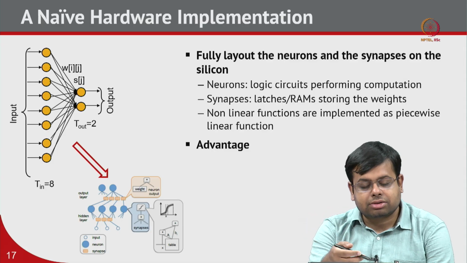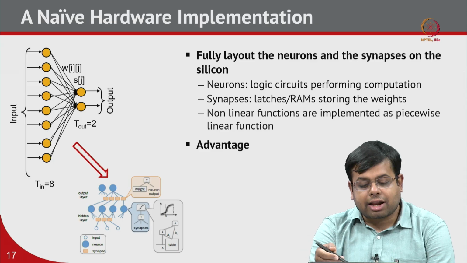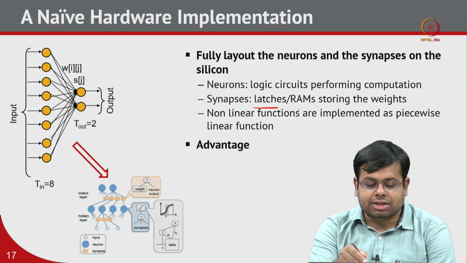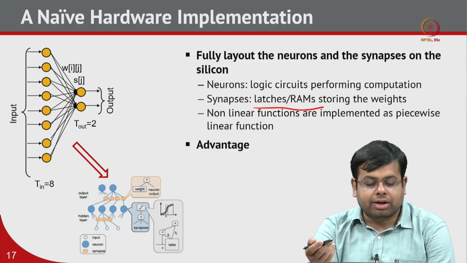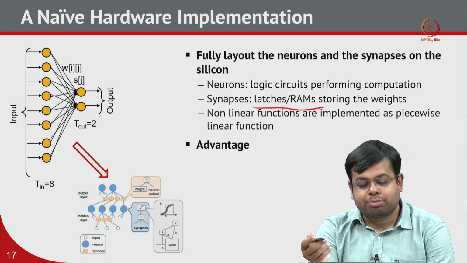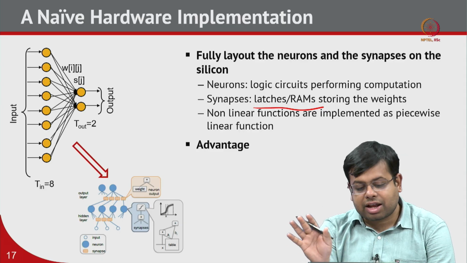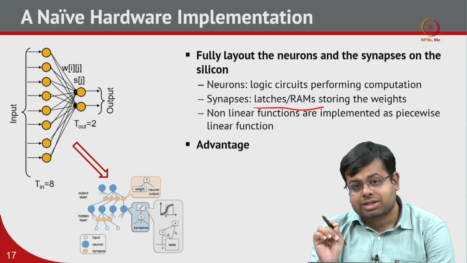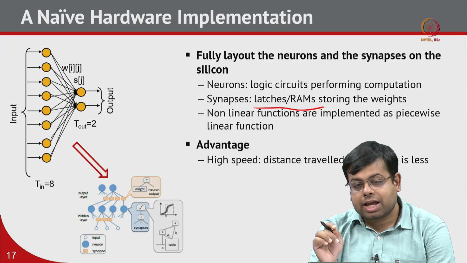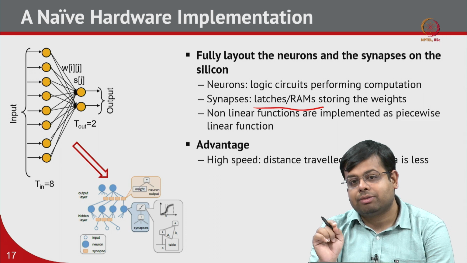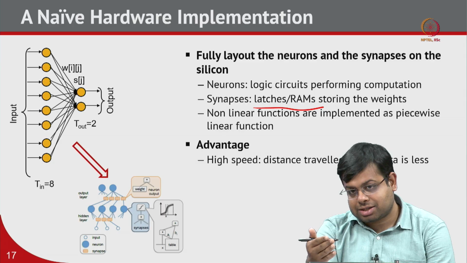So, neurons can be implemented as logic circuits performing the computation, synapses can be implemented as latches or RAM storing the weights, and then we can implement the nonlinear function as a piecewise linear function, right. Again, that is a very naive implementation. Of course, the biggest advantage is the speed is very high, because with this naive implementation, the distance travelled by the data is less, right.